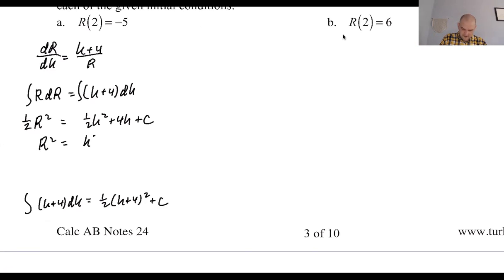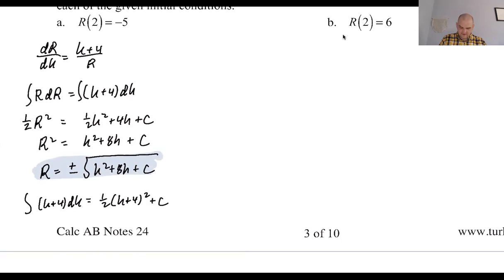r squared is h squared plus 8h plus a new value of c. So it's not the same c, but we just call it c again. So now we're going to have r is equal to plus or minus. This is weird because plus or minus is not a function, but this is what I'm going to start with as my general solution. So the choice of plus or minus is going to be based on the initial condition.